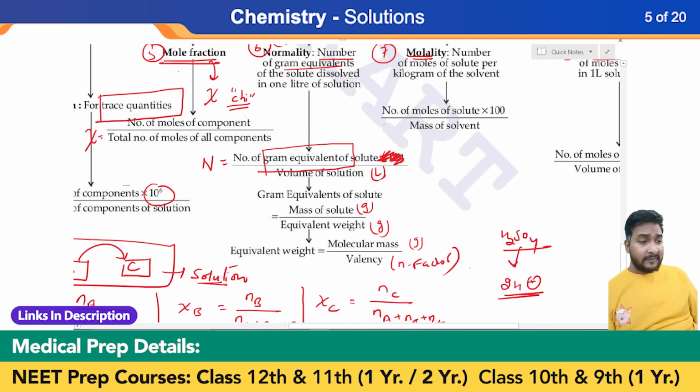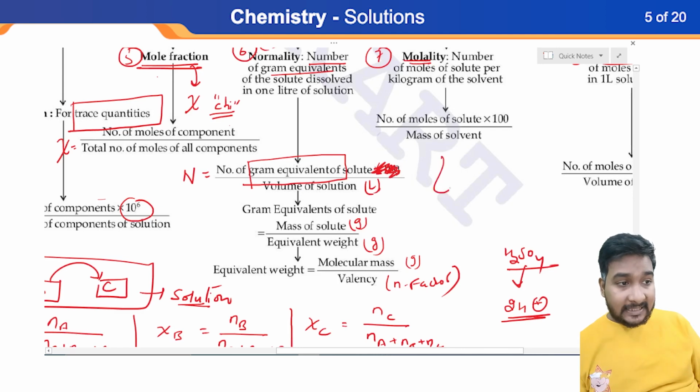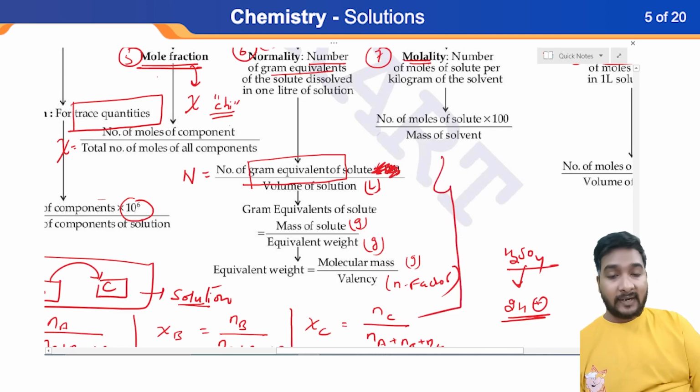So calculation of N factor is very easy, don't worry about it. Sometimes it is given to you in the question, so you can easily find out the N factor. Now the main thing is, how can we calculate N factor? So these 3 steps are very essential to calculate the N factor, normality.